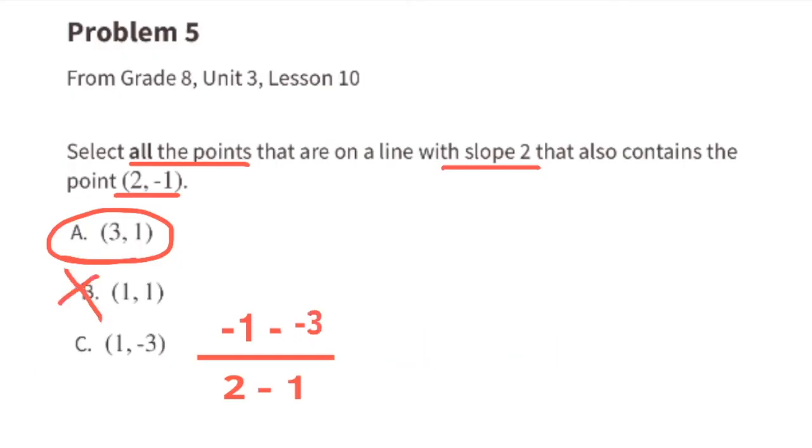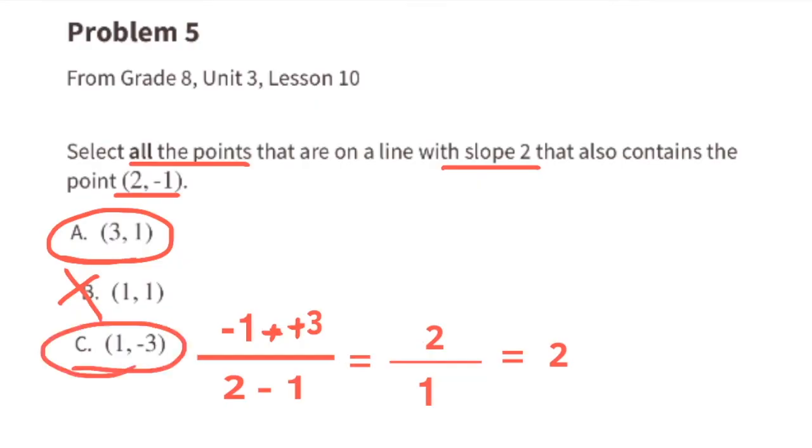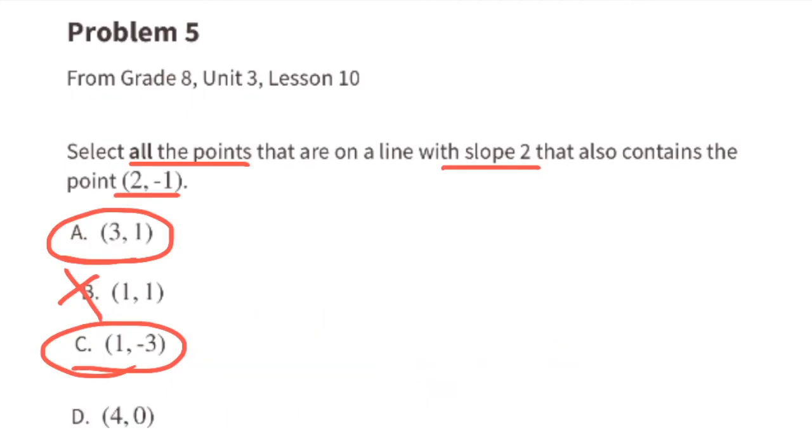C. 1 and -3. So we'll do it the same way we did before. The original y value, -1, minus the y value of C, which is -3. -1 minus a -3. That's the same thing as -1 plus 3. And -1 plus 3 equals 2. Over the x value for the original, which is 2, minus the x value for C, which is 1. 2 minus 1 is 1. Now we have 2 divided by 1 equals 2. That means that both these points would be on the same line, and that line would have a slope of 2.